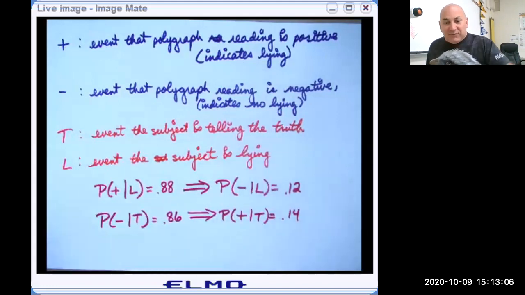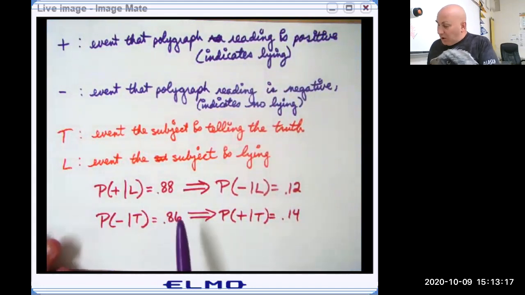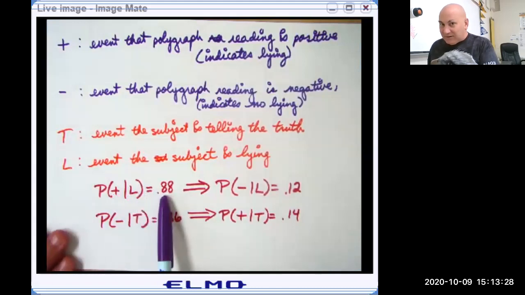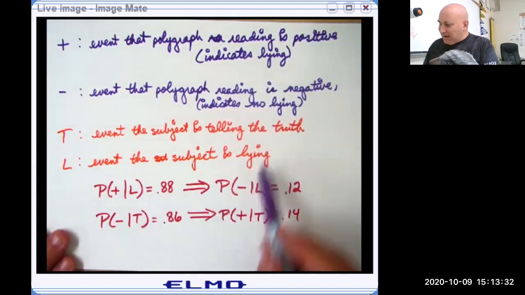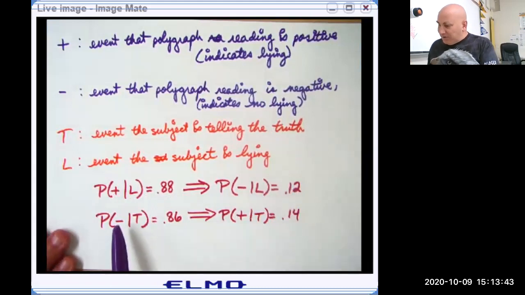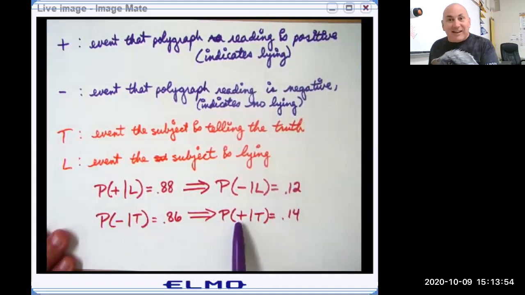Based on the information that was given in the handout, which I took from a mathematical statistics and data analysis book, here's some information. The probability that the polygraph says you're lying when you're actually lying is only 88%. Which means the probability that the polygraph says you're not lying when you actually are lying is 12%. That's a pretty big discrepancy in my book. The probability that the polygraph says you're not lying when you're telling the truth is only 86%. And then the probability that the polygraph indicates lying when you're telling the truth naturally comes out to 14%.